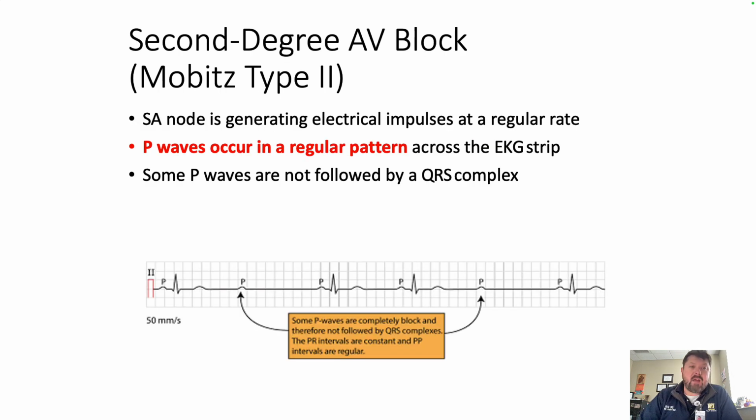In a second degree AV block type 2, the SA node is generating electrical impulses at a regular rate. So the P waves are going to occur in a regular pattern across the EKG strip. Some P waves are not followed by a QRS complex. So when we're going through our rules, is there a P wave for every QRS? The answer will be yes. But is there a QRS for every P wave? And the answer is no.